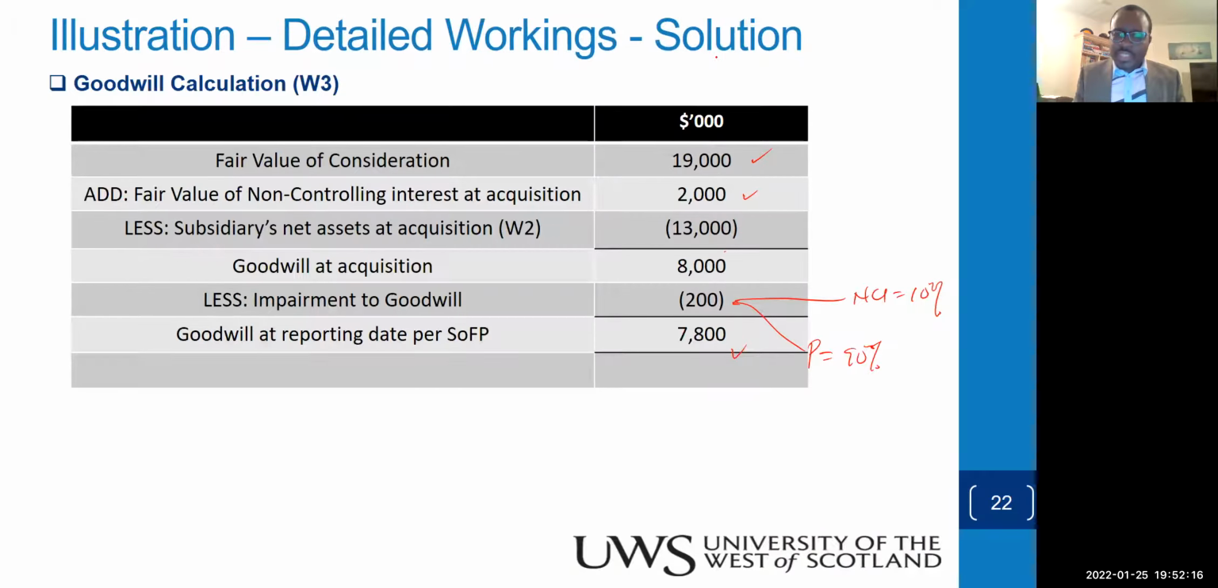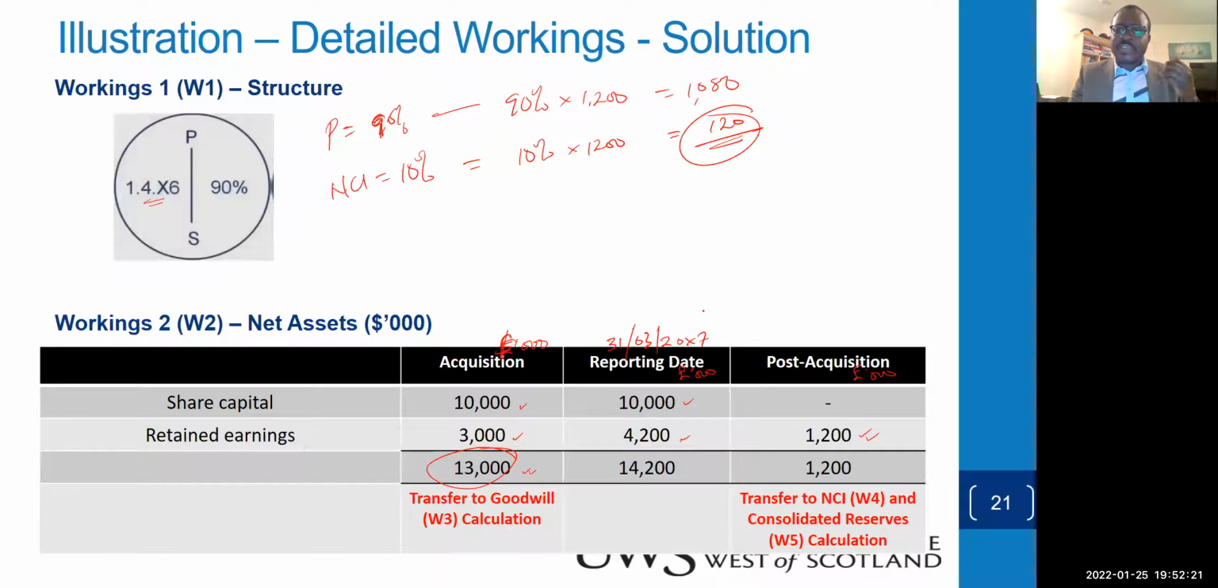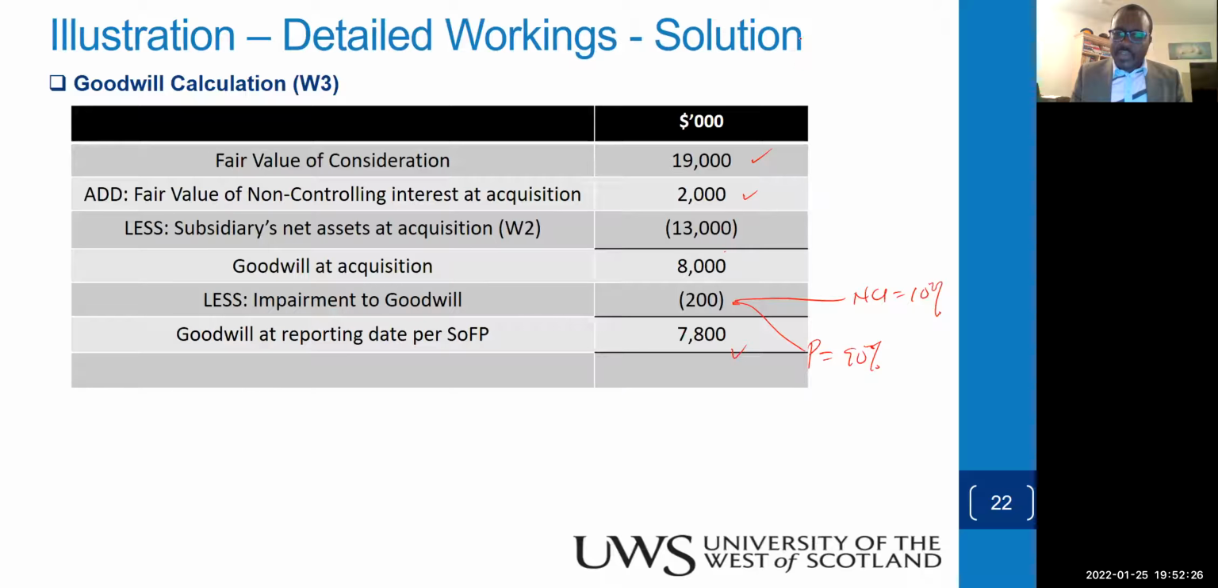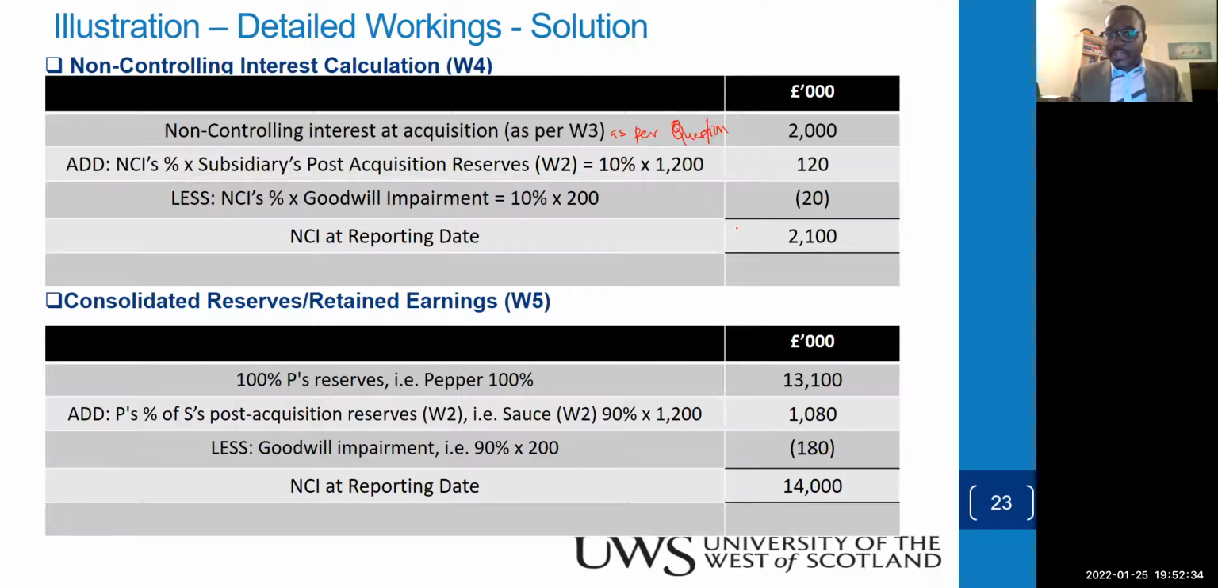Then there is the goodwill impairment. If you have taken a share of the extra profit we made, you must also take a share of the loss. So the NCI takes 10% of 200 as a loss, and we subtract it. That is all we have for the NCI for now. We add what we need to add, subtract, and get 2,100, which is what we consider in our statement of financial position at the reporting date.